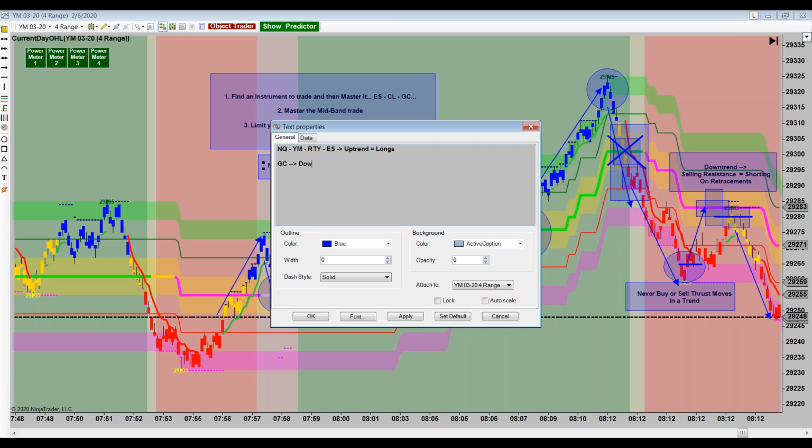All right, time's up. Down. So you are shorting it.